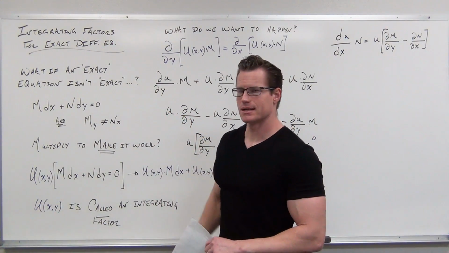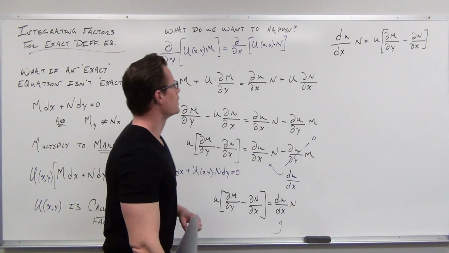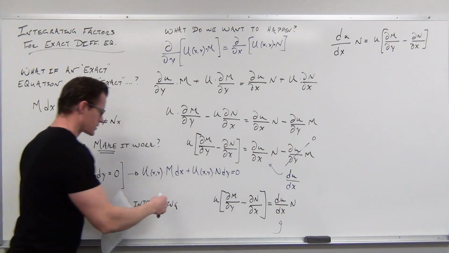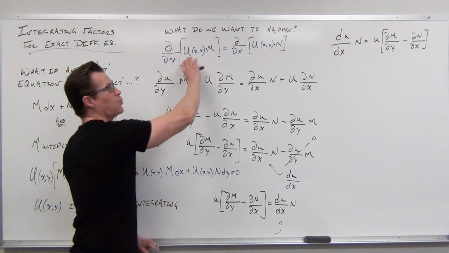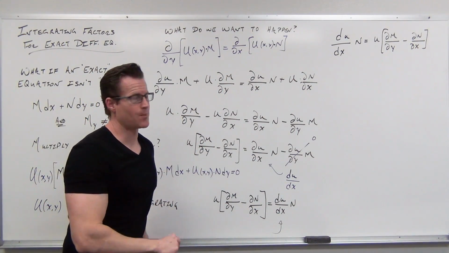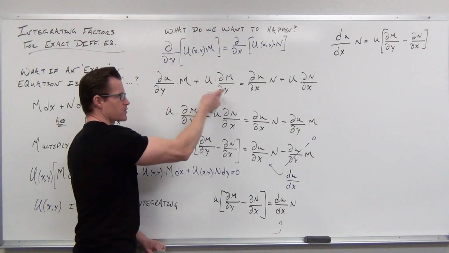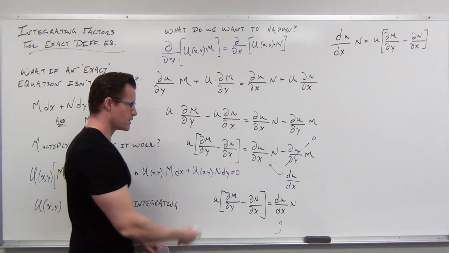So what if exact's not exact? What if your mixed partials are not equal? Multiply by something. Okay, great. What do you want? You want the mixed partials of this new differential equation to be equal. That's what you want to happen. What we're solving for is the u that will force this to happen. And we go, okay, product rule, no problem. Maybe group our u's, because we're trying to solve for u. Awesome. All right, we get this.